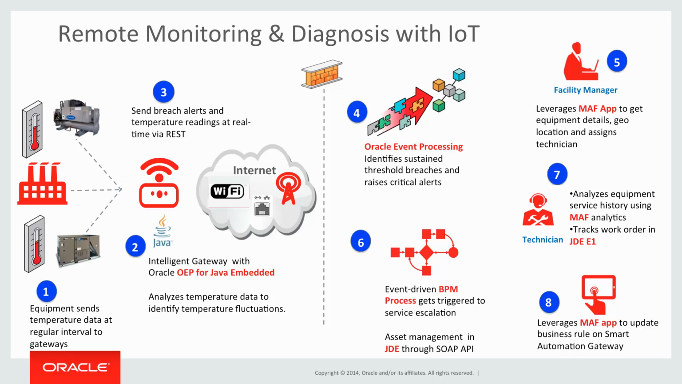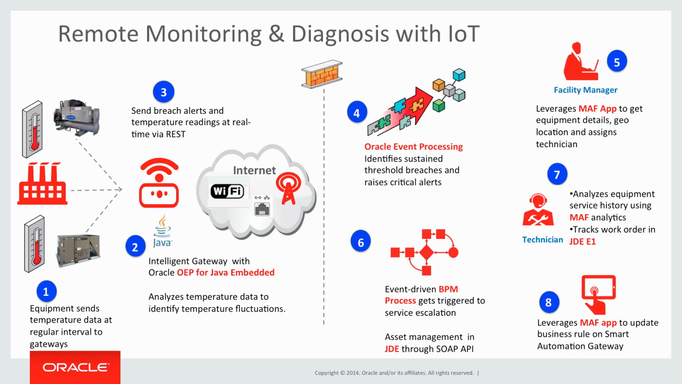The intelligent gateways are running OEP, Oracle Event Processing, for Java Embedded. We have thresholds set on the gateways, so whenever a temperature breaches that threshold, OEP detects that and sends an alert. All the alerts and temperatures get aggregated and sent over a firewall into our backend system, which is running Oracle Event Processing Enterprise. In OEP Enterprise, we look at broader patterns. For example, in this case, we look at more than 5 alerts in the past minute. If there is, then we trigger a BPM process and ask the manager to look into it.